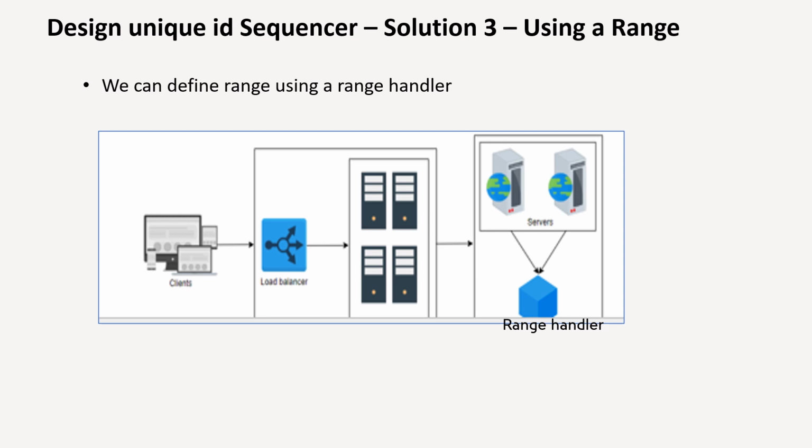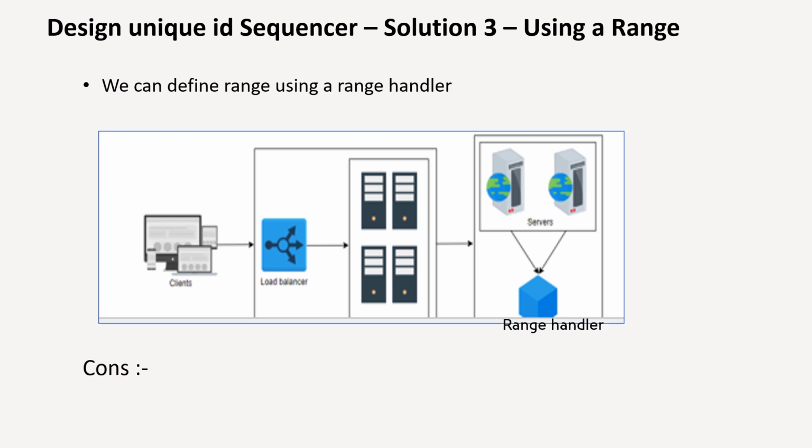And now here, if any server is being added, that server requests a new range from the range handler. So that all the IDs being generated are unique, and there is no collision happening among the IDs as such.